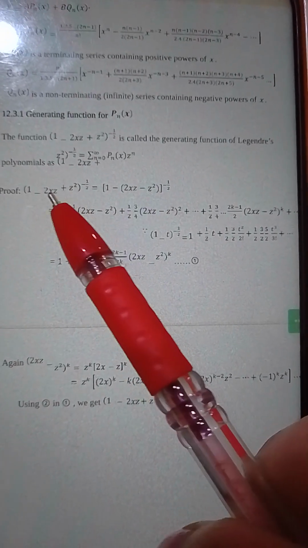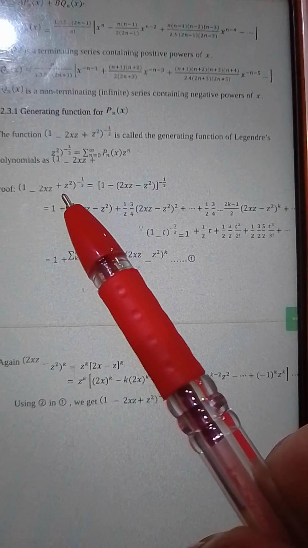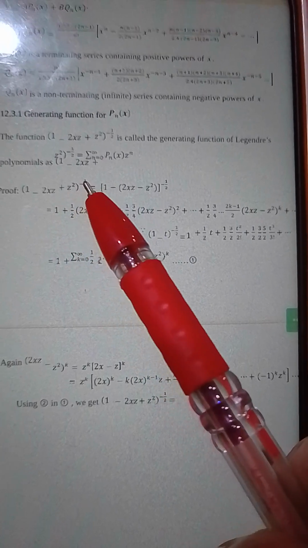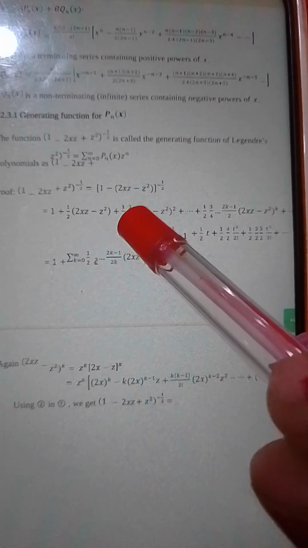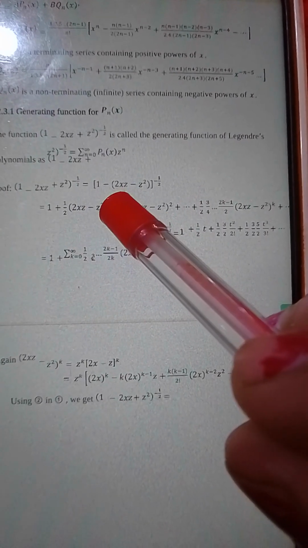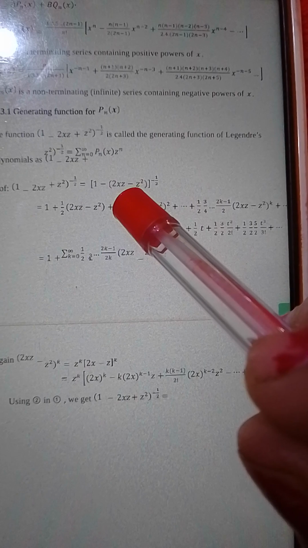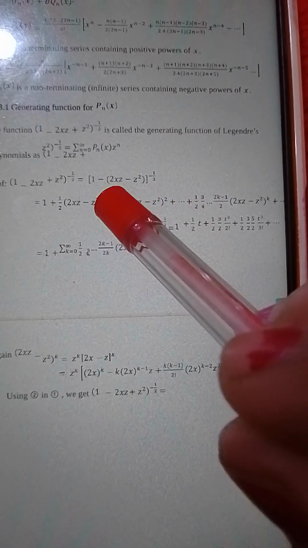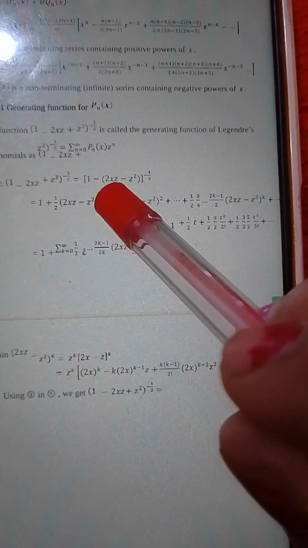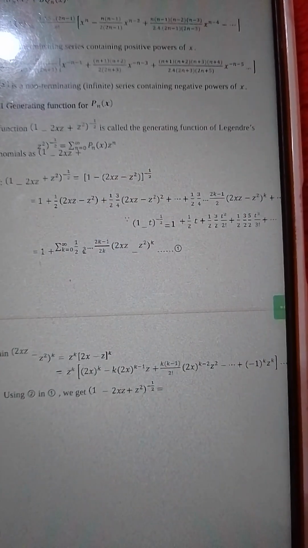We will prove it. (1 minus 2xz plus z square) whole power minus 1 by 2. We can write it like this. 1 minus, we have taken minus common, so bracket 2xz minus z square. Why are we writing minus here? Because we have taken minus outside the bracket, so the sign inside the bracket will change.